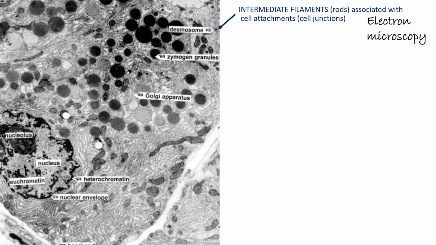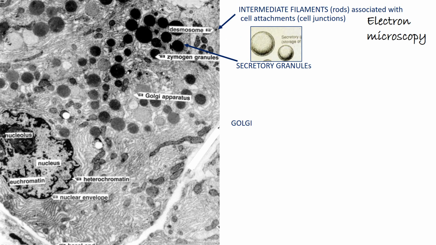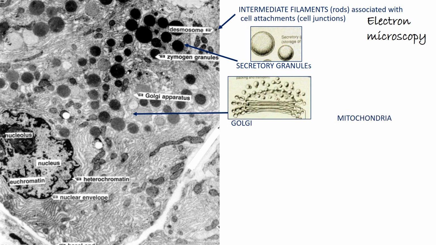So if we look at some of these with electron microscope, we can see the intermediate filaments. They are associated with the desmosomes. You can only see a fuzzy thing up through there. We can see secretory granules for sure. Here we see secretory granules, lots of those. There's some that are less dense and some that are mighty dense. Then we see the Golgi apparatus, a series of vesicles that we see in through there. Looks like a bunch of pancakes stacked up.